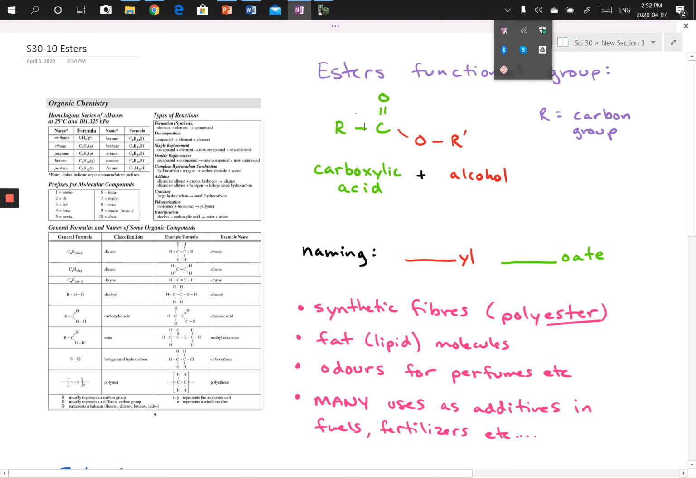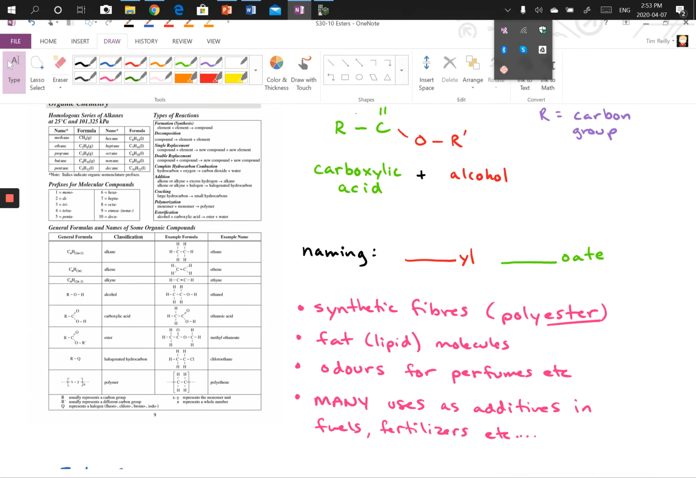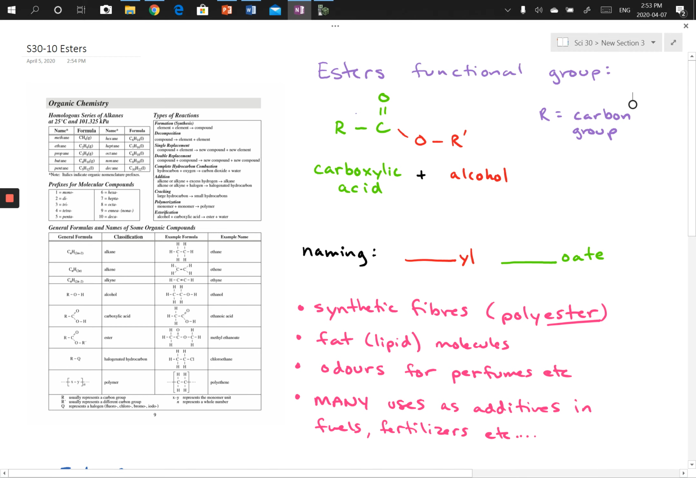We're looking at the last of all of our functional groups for our organic chemistry section here. The one we're looking at now is called esters. Esters are a little bit different than the other functional groups that we've looked at. Esters are formed by a reaction between the last two functional groups that we looked at. So a reaction between a carboxylic acid and an alcohol will result in an ester.